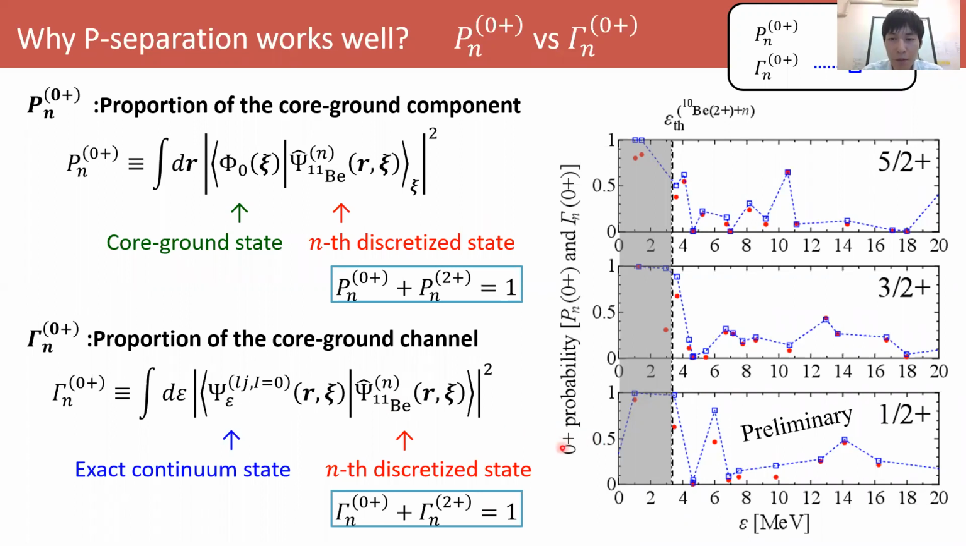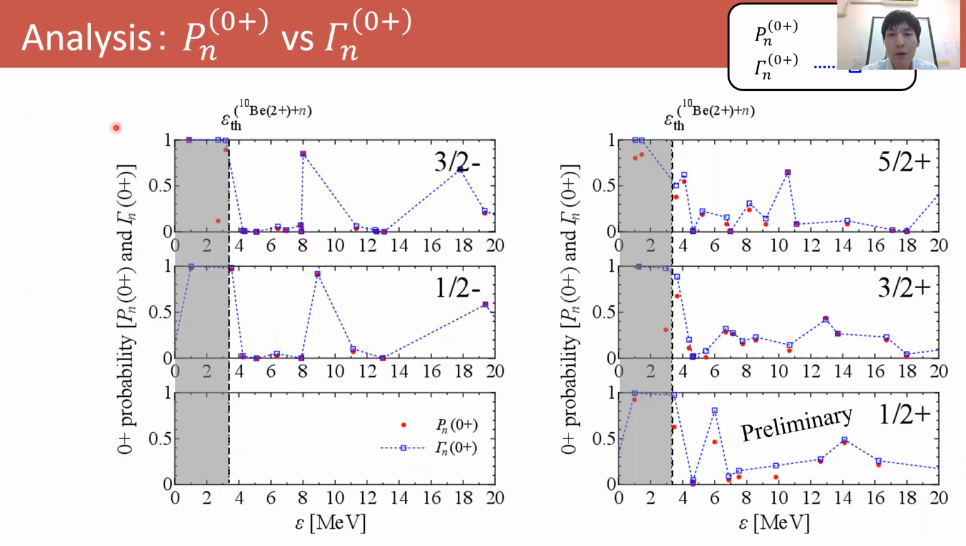And this is the comparison, and you don't have to look at this energy region below the threshold energy. The P is not perfect. However, the P reasonably reproduces gamma. Actually, I was very surprised when I first saw this result. And this is the result for the negative parity state, and it's almost perfect.